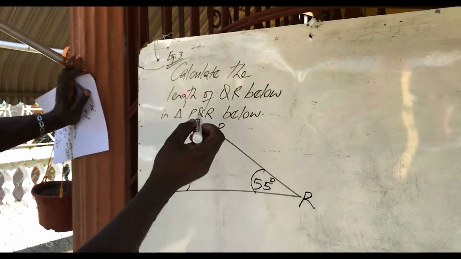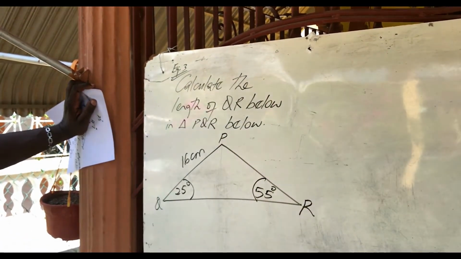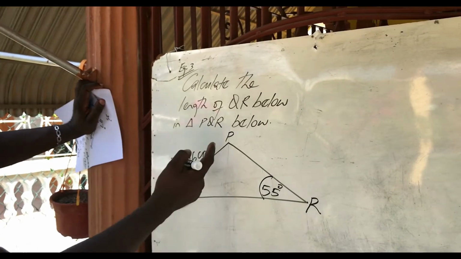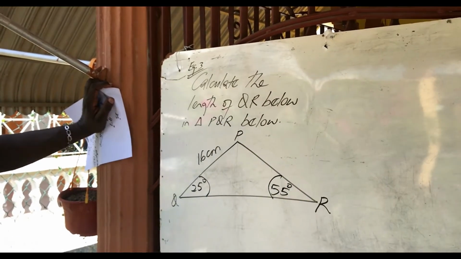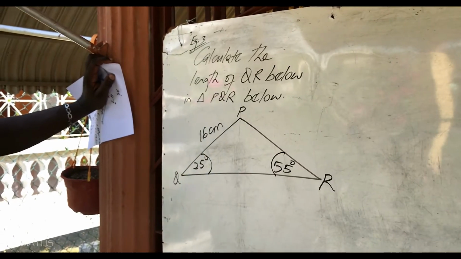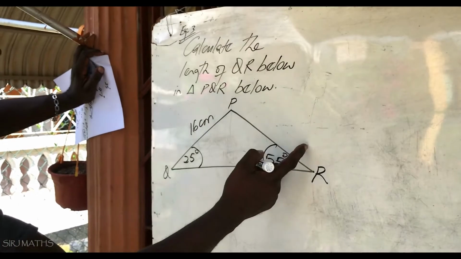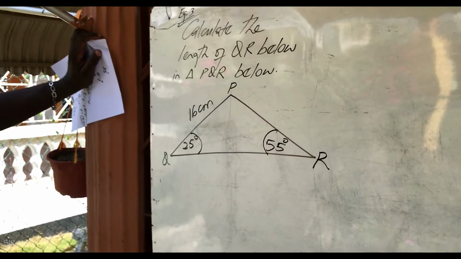Okay. Example 3. Calculate the length of QR below in triangle PQR. So this is triangle PQR. Now what do we know about triangle PQR? Here we have two angles, and here we have a side opposite to one of the angles. Again, the cosine rule cannot be used because we only have one side.